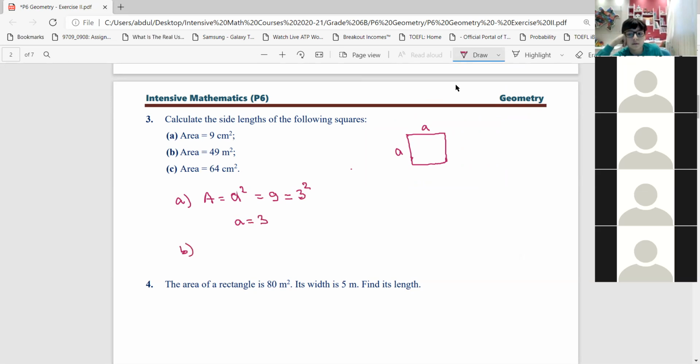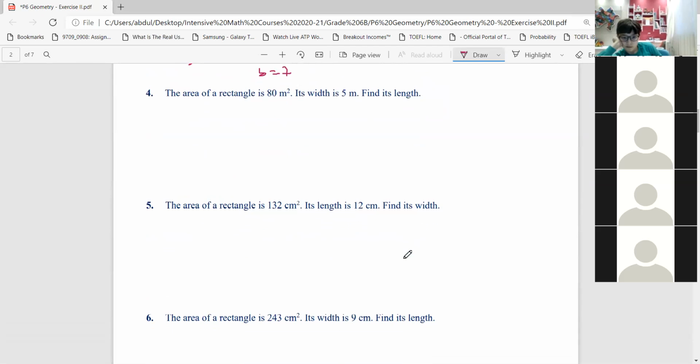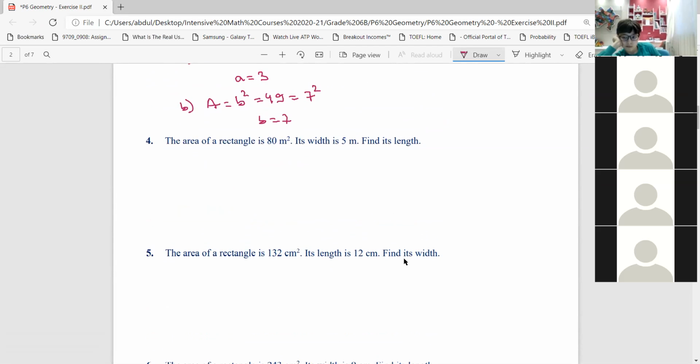Okay. How about question B? Area equals, let's say, B squared is equal to 49. 49 is 7 times 7, or 7 squared. From here, B is equal to 7. Okay, good. So how about question 4? Let's do questions 4 and 5 together, and you'll start doing from question 6.